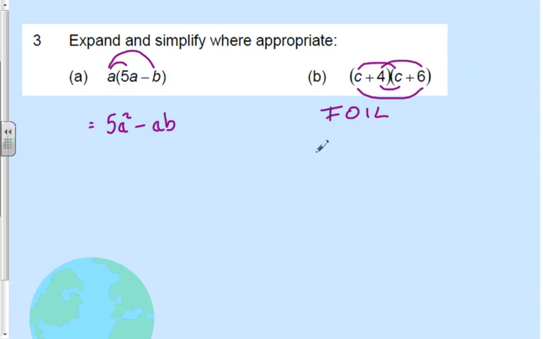So firsts, c times c is c squared. Outers, c times 6 is plus 6c. Inners, 4 times c is plus 4c. And lasts, 4 times 6 is plus 24. Now we simplify because we have c squared plus 6c plus 4c is 10c plus 24.